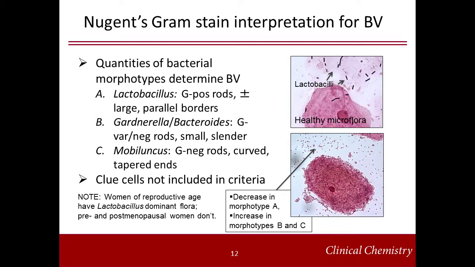The upper picture shows a Lactobacillus dominant microflora, and the lower one shows the morphotypes associated with bacterial vaginosis and a clue cell.